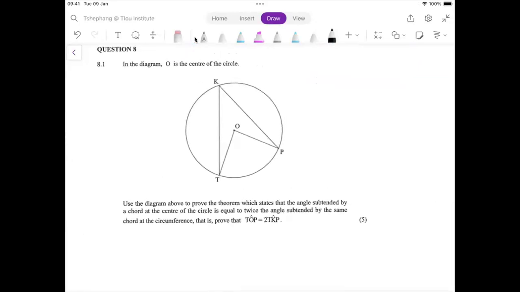Okay, now, in the diagram, O is the center of the circle. Use the diagram above to prove the theorem, which states that the angle subtended by a chord at the center of the circle is equal to twice the angle subtended by the same chord at the circumference. That is, prove that angle TOP equals 2 times angle TKP.